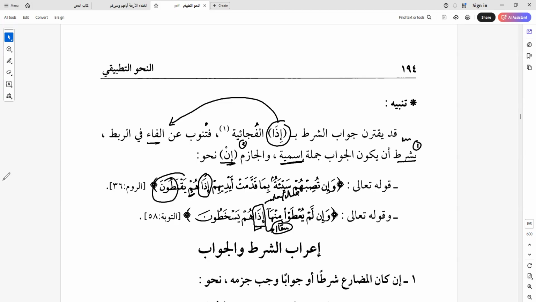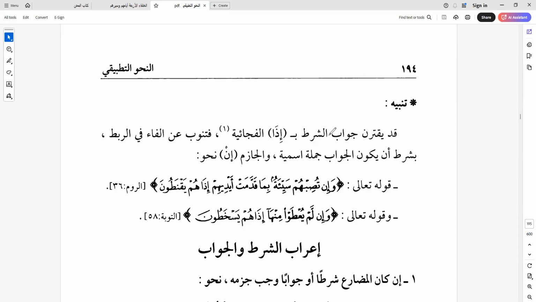Again, the question now is, when can you use إذا فجائية in place, تنوب نائب? Remember نائب, right? تنوب عن الفاء. When can إذا فجائية replace the fa? It can only replace the fa when you have جملة اسمية in the what? In the shart, in the jawab, right? أن يكون جواب جملة اسمية. The جواب الشرط must be جملة اسمية, not the fail shart.